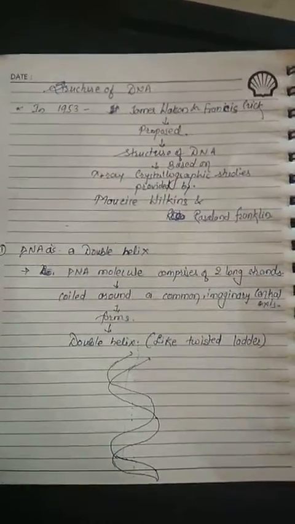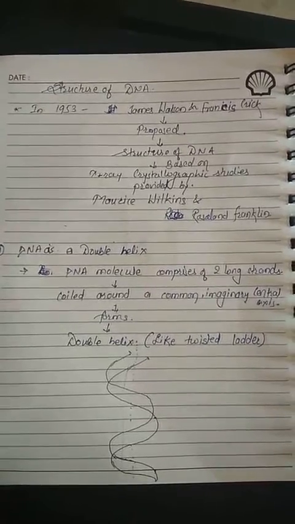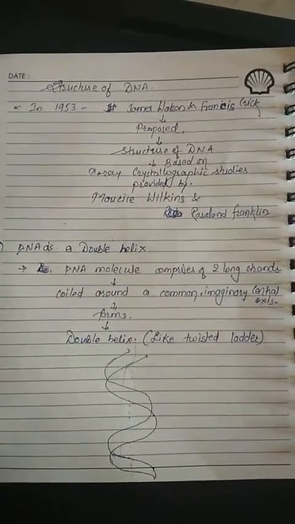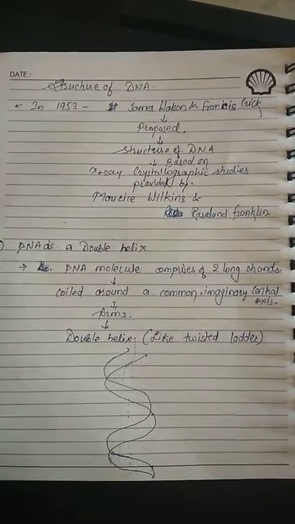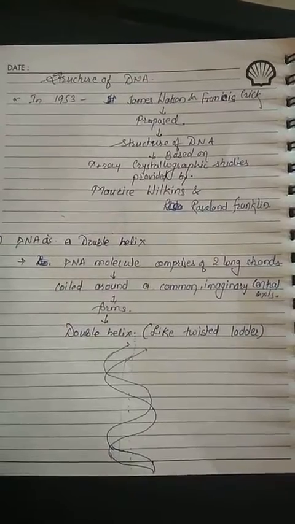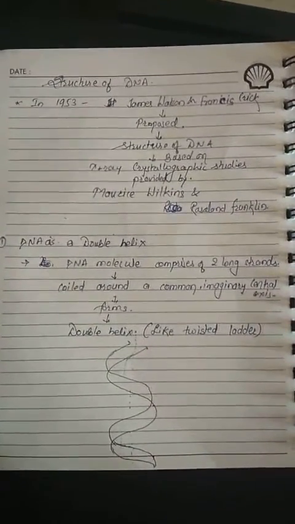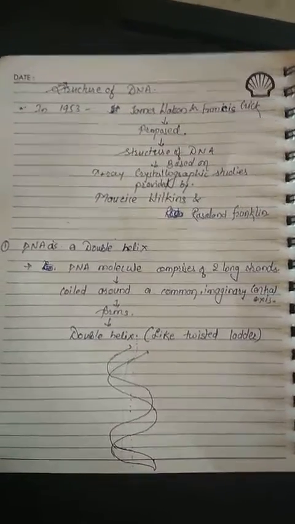Hello friends, now we are going to start with the structure of DNA. The double helical structure of DNA was proposed by James Watson and Francis Crick in 1953 on the basis of X-ray crystallographic studies which were provided by Maurice Wilkins and Rosalind Franklin. There are several characteristics of the DNA double helix structure which they proposed and stated.